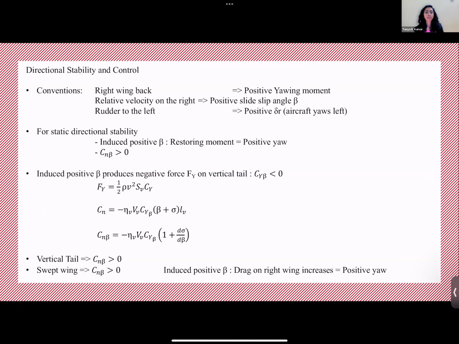For directional stability, the convention is right wing going back is a positive yawing moment. Okay, so right wing going back. Why do you think that is a positive yawing moment? Why is that the convention?